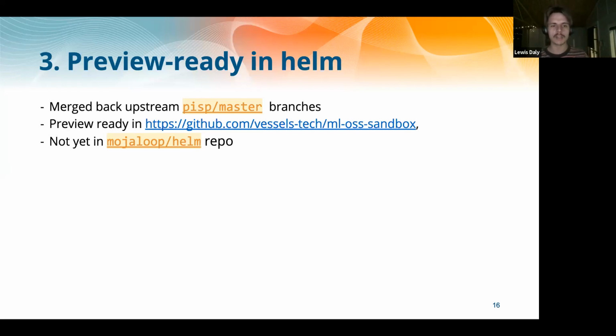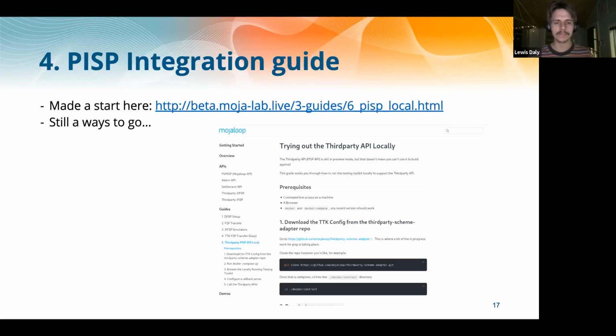And we managed to get rid of all but one of our PISP forks, because we'd originally done a lot of forking to get development up and running fast, and we've merged back upstream, and we haven't broken anything. Well, I think if we'd broken stuff, I would have heard about it by now. So I'm pretty sure we're all good there. That's not quite ready to go into the Mojaloop Helm repo, but we are working on that.